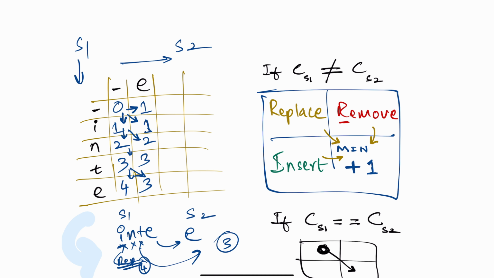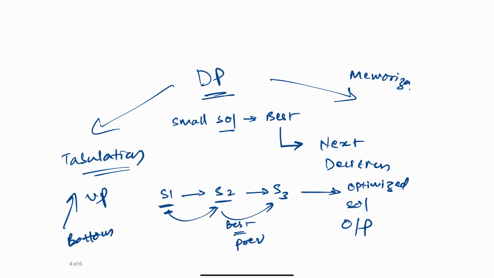And the next step, since we are going to take the minimum value out of these and move ahead, moving ahead means we are performing some operation, which is +1. If both the characters are matching, then as it is we are taking the value. We are not going to increment any values. So this is remove operation, replace operation, insert operation.